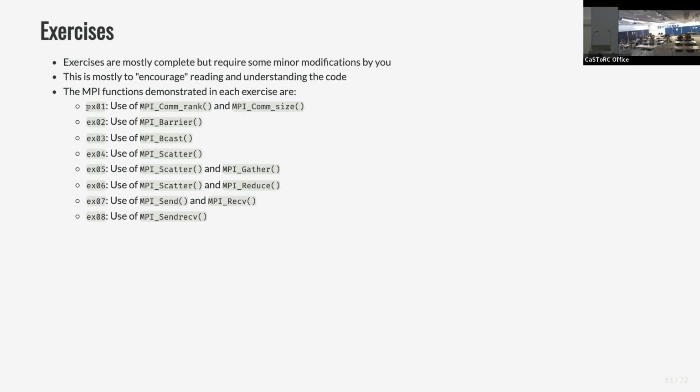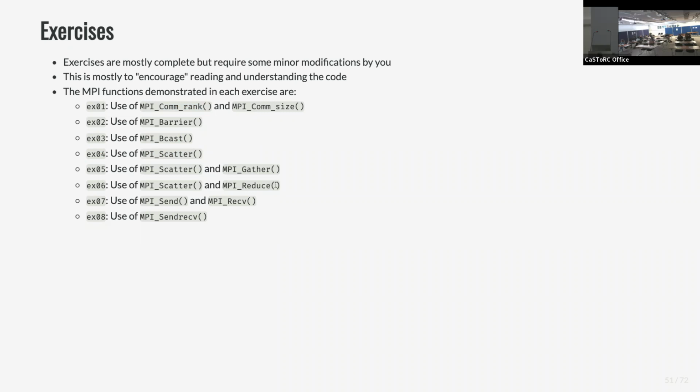In exercise 1, we demonstrate the use of these rank and size commands, which give you the ID of the process and the number of processes. In exercise 2, we demonstrate the barrier. In exercise 3, we demonstrate this broadcast operation. In exercise 4, you will get to use the scatter operation. In 5, you use also the gather operation.